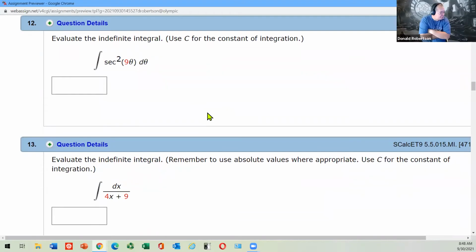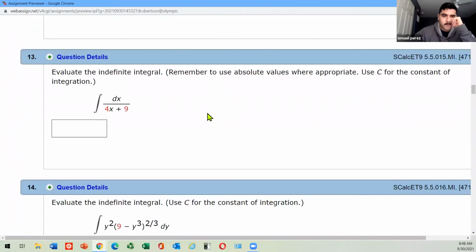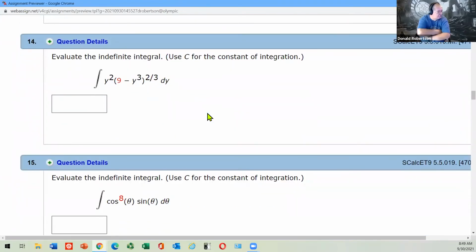What about question 12? What's the U sub going to be? 9 theta. Yep. 13, what's the U sub going to be? 4x plus 9. Yeah. If it's a fraction, the guy in the bottom's a good candidate, isn't it? 9 times out of 10. Okay, really ugly looking 14. Who's the U sub? Nine minus y to the power of 3.